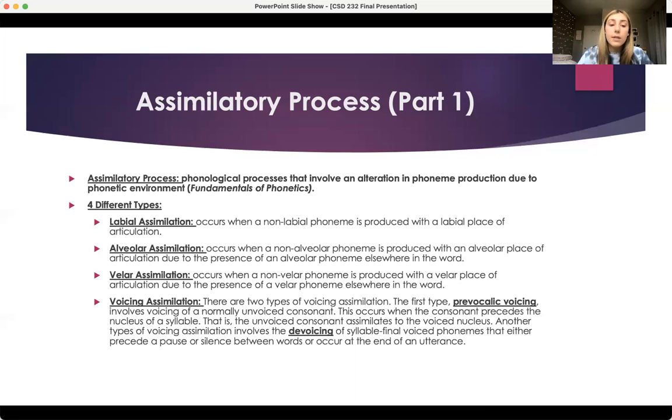Another type of voicing assimilation, which is the second one I was talking about earlier, involves the devoicing of syllable-final voiced phonemes that either precede a pause or silence between words or occur at the end of an utterance.